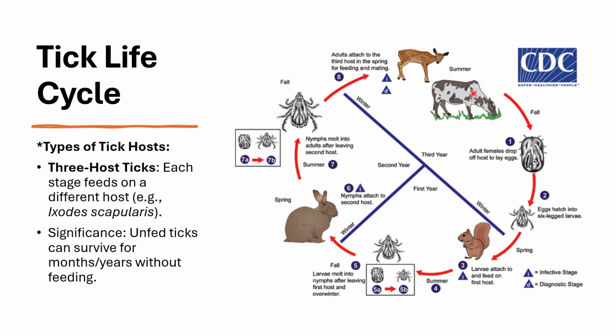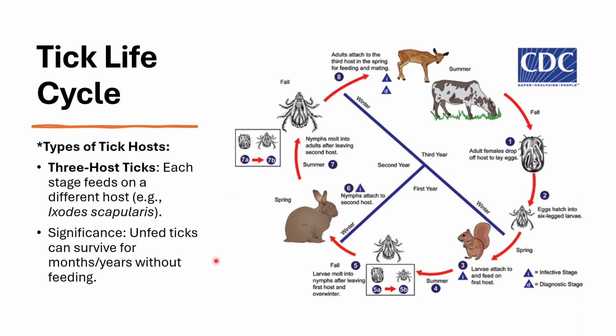So as you can see here, we have a different host for the first, the second, and the third stages: the larvae, the nymph, and the adult. It can also be seen that it will take a longer time for the completion of the life cycle of this tick. In this pattern, we have 3 years for it to be completed.